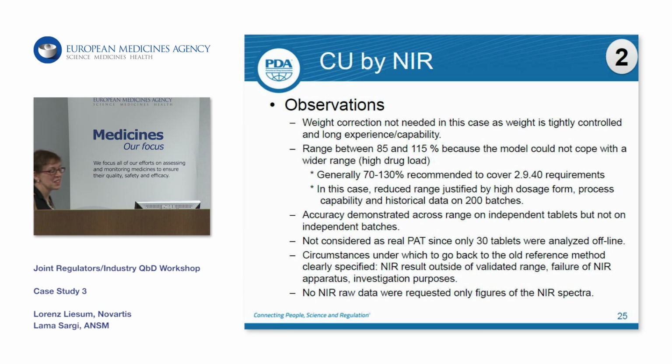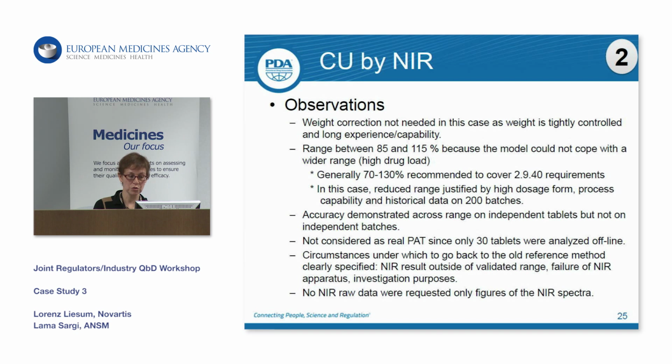Thank you. So the first 2 observations are linked to the fact that we were assessing a legacy product. At the time of submission of the QBD application, the state of knowledge was quite substantial. So we accepted that a weight correction was not needed in this case because we had sufficient evidence that weight was tightly controlled based on the long experience and the process capability.